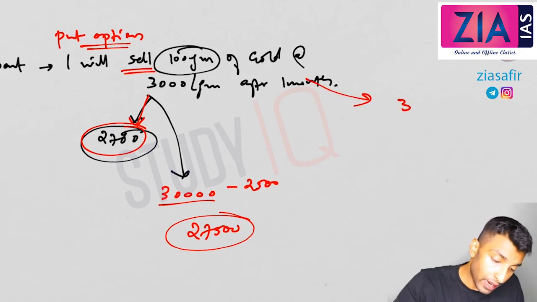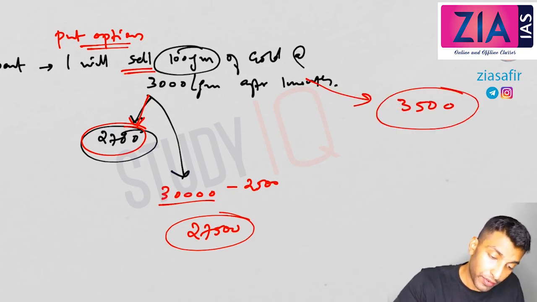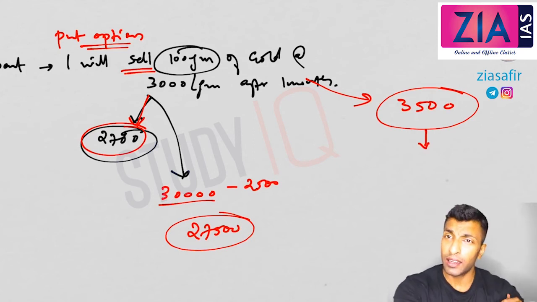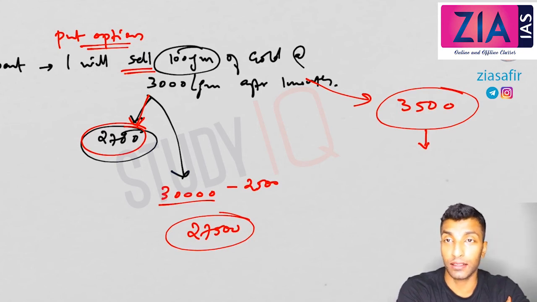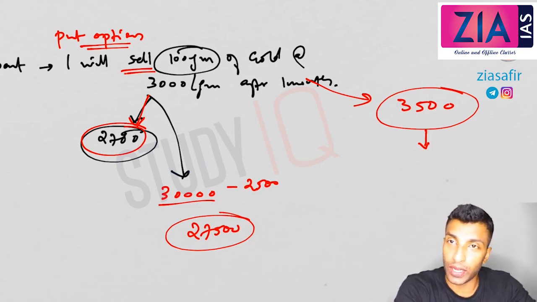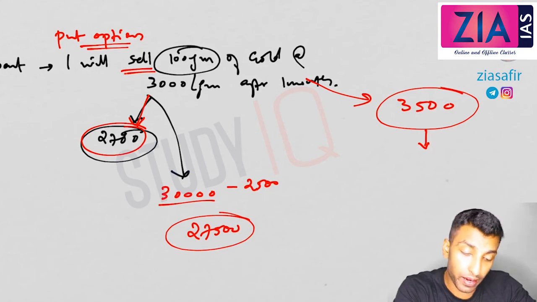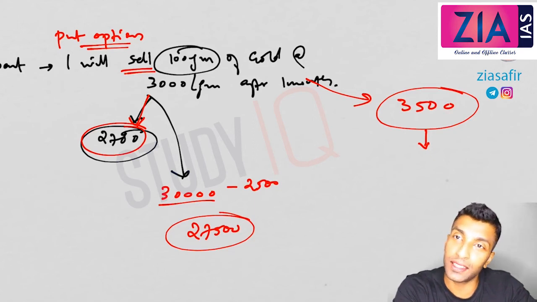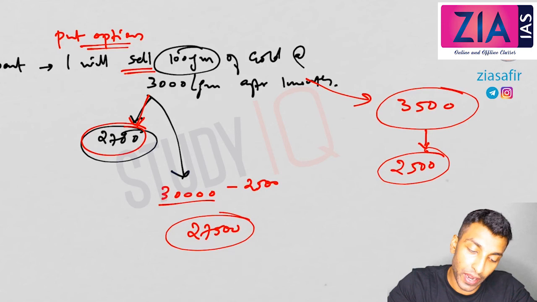Okay, on the other hand, if it is 3,500, then what will happen? Will you sell at 3,500? You have the right to sell at 3,000. So in the market the price is 3,500, but you are having option to sell at 3,000. When the market is 3,500, why should you sell at 3,000? So you prefer to lapse it. So when you lapse it, what is the maximum loss that you can have? The premium that you have paid, 2,500.